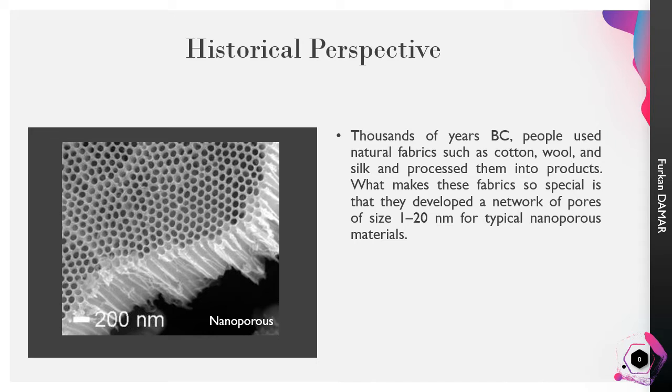And this is the historical perspective. Even though we think nanotechnology is a recently discovered field, when we look from the historical perspective, we understand that people were using these phenomena about nanotechnology without knowing, even before Christ. For example, thousands of years before Christ, people used natural fabrics such as cotton, wool, and silk and processed them into products. What makes these fabrics so special is that they developed a network of pores of size 1 to 20 nanometers for typical nanoporous materials, and these nanoporous materials can be seen in the figure on the left.